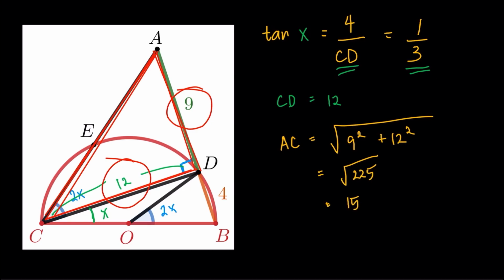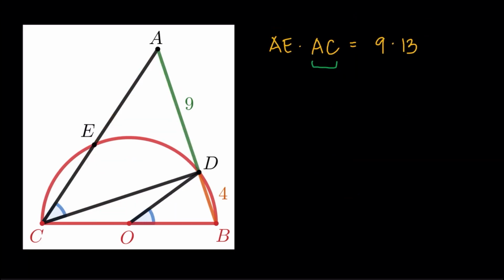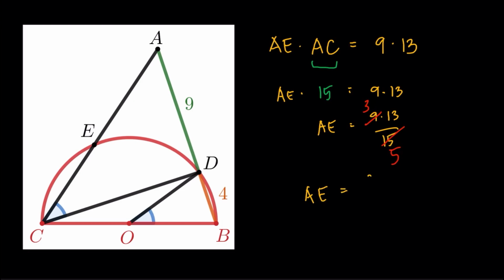And that's going to be the last piece to our puzzle. We have AE times AC, which we now know is 15. So AE times 15 is going to be 9 times 13. We divide both sides by 15. AE would be 9 times 13 divided by 15. We could cancel the 9 and the 15, 3 and 5. So AE would be 3 times 13, that's 39, and the denominator is just 5. So the length of AE, as required in the problem, is 39 over 5. And this will be our final answer.